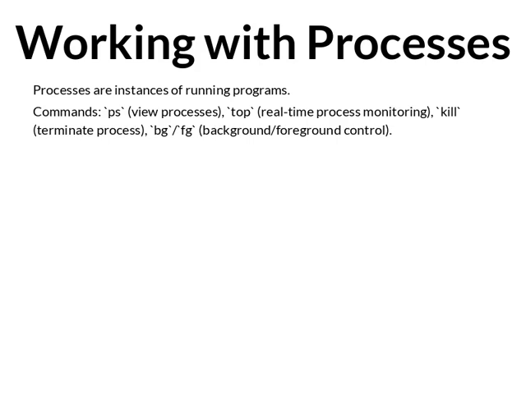Processes are instances of running programs in Linux. Useful commands include ps to view processes, top for real-time monitoring, kill to terminate processes, and bg or fg to control background and foreground tasks.